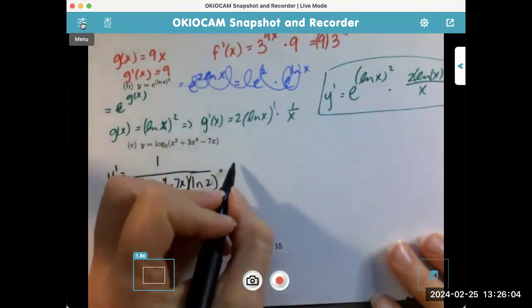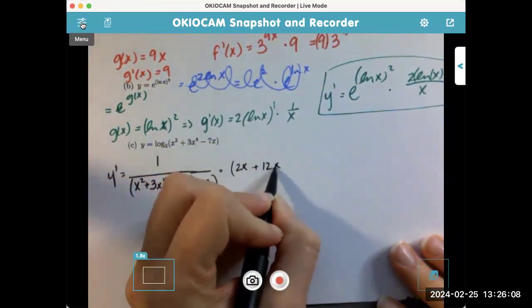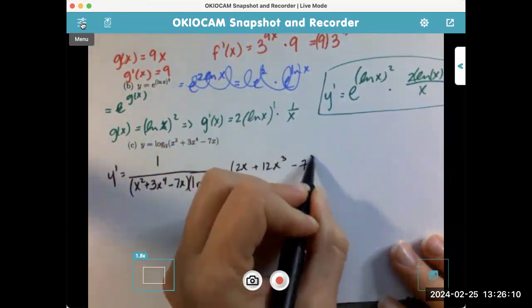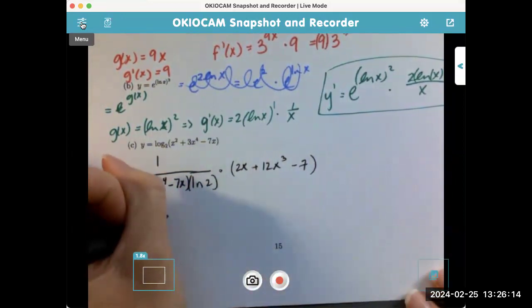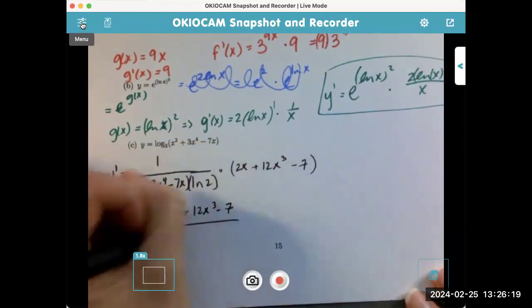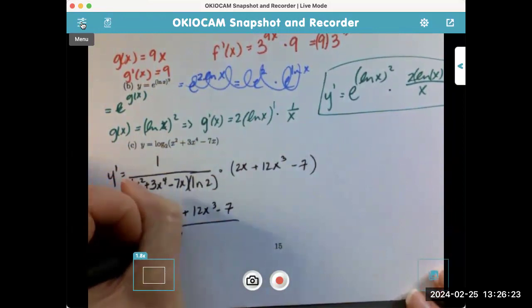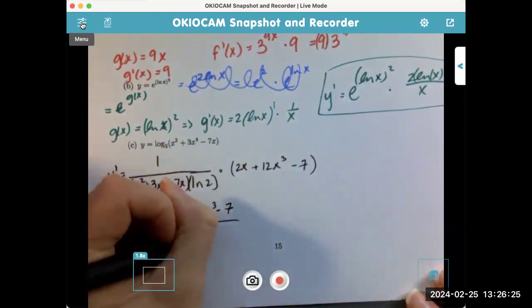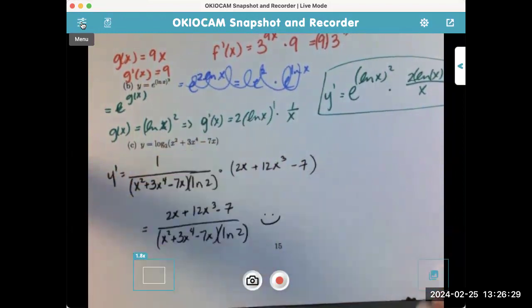So that is 2x plus what? 12x cubed minus 7. There you go. So this was in the numerator, 2x plus 12x cubed minus 7 all over x squared plus 3x to the fourth minus 7, and then times the natural log of 2. That's it. You didn't think that was too shabby. Let's keep going.